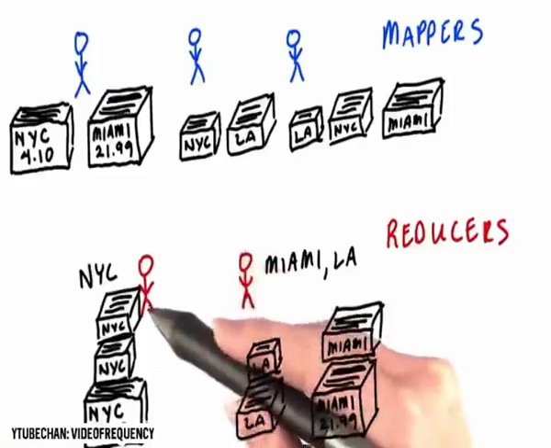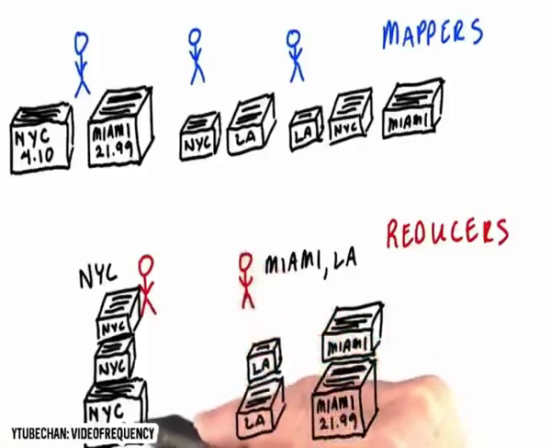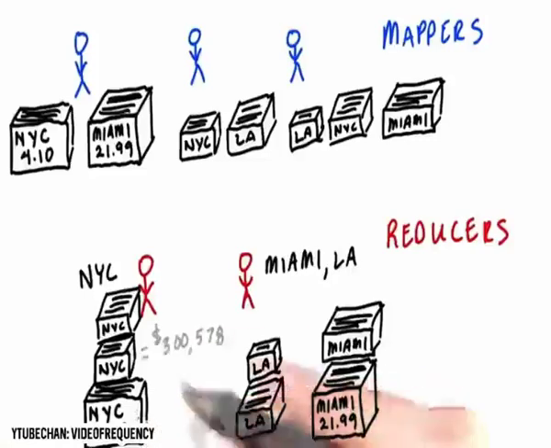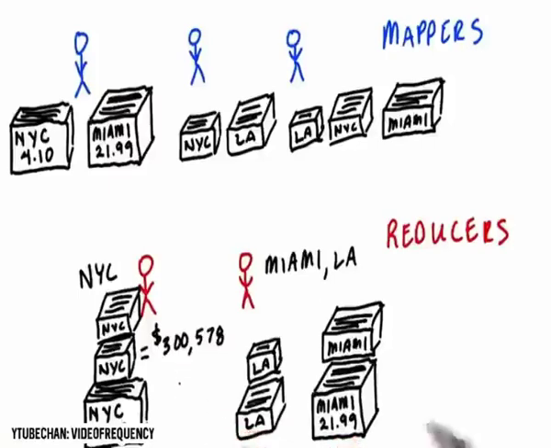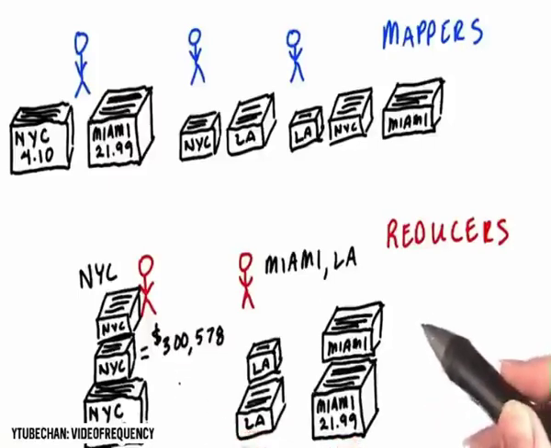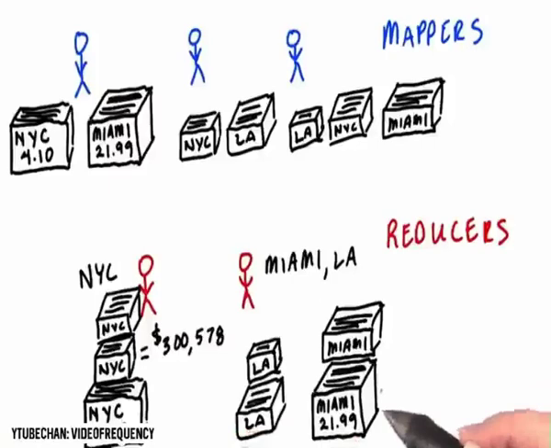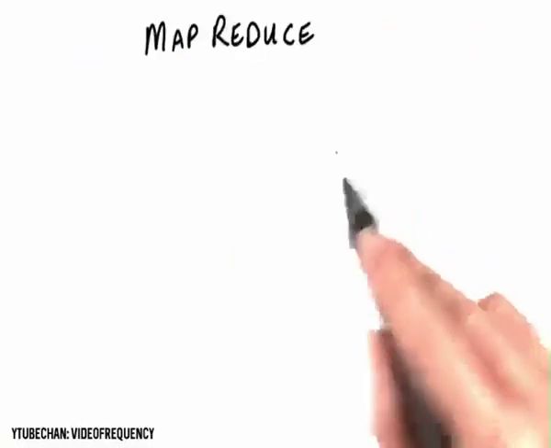Then they start going through the piles one at a time. All they have to do at this point is add up all the amounts from all the cards in the pile. That gives them a total sales for that store. They can then write that amount on their final sheet. To keep things organized, each reducer goes through his or her set of piles in alphabetical order. In other words, Los Angeles before Miami. And that's how MapReduce works.